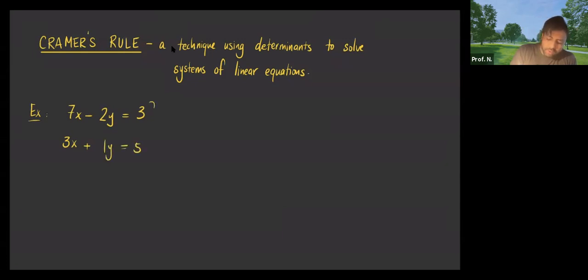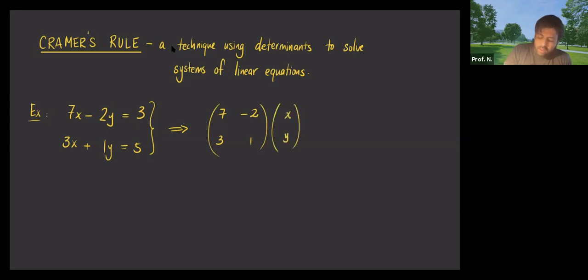So let's say I want to solve this system. There are several ways for us to do it. One way is to transform this into a matrix equation. We get 7, -2, 3, 1 as our coefficient matrix. Then x, y is the column vector of the variables we're trying to solve for. The coefficient matrix is multiplied by this column vector, which gives us another column vector, 3, 5.